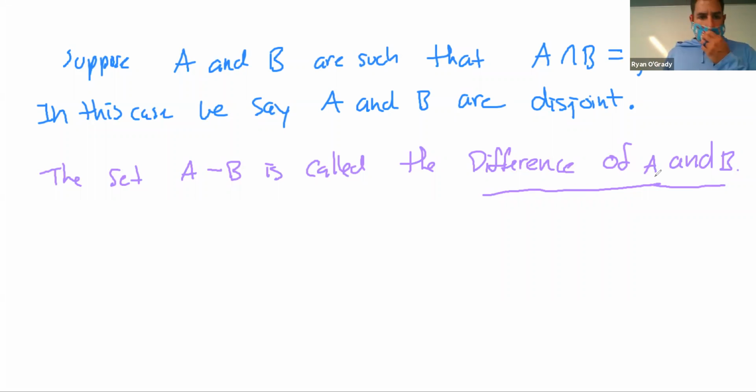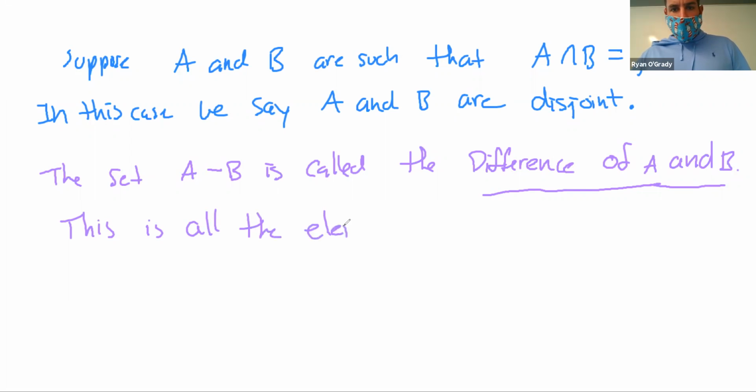So think about what we want this to be. If we say A minus B, we would think this can be all the objects that are in A, but not in B. So we're going to take B away. This is all the elements in A, but not in B.